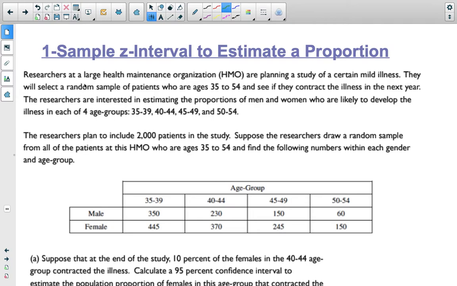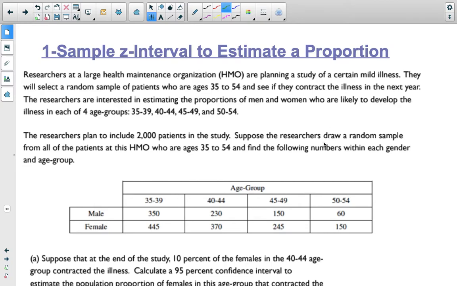Researchers at a large health maintenance organization are planning a study of a certain mild illness. They will select a random sample of patients who are ages 35 to 54 and see if they contract the illness in the next year. The researchers are interested in estimating the proportions of men and women who are likely to develop the illness in each of four age groups: 35 to 39, 40 to 44, 45 to 49, and 50 to 54. The researchers plan to include 2,000 patients in the study.